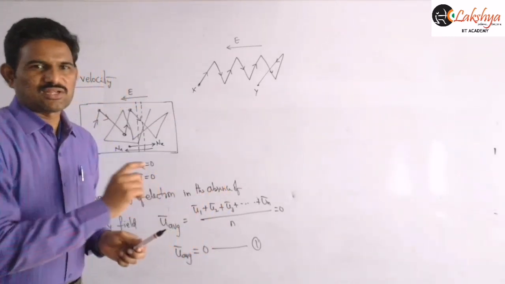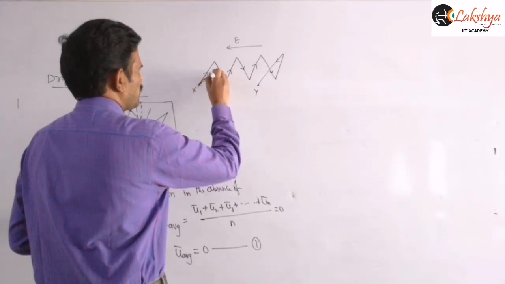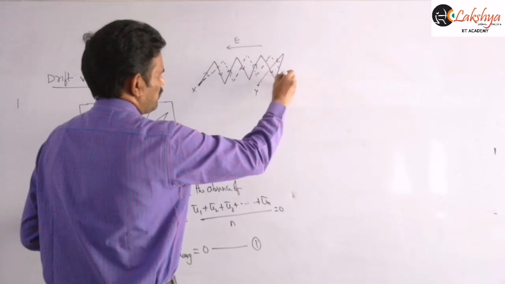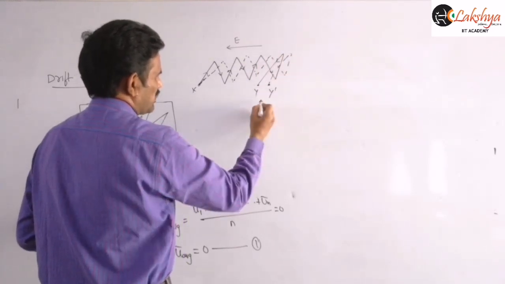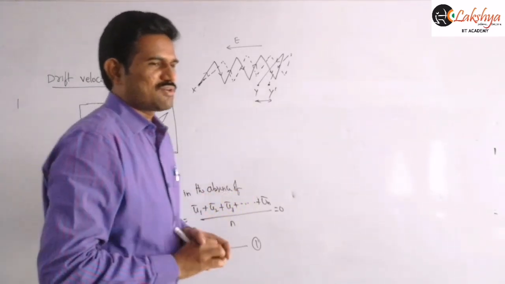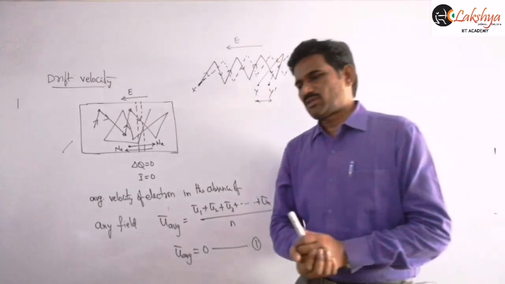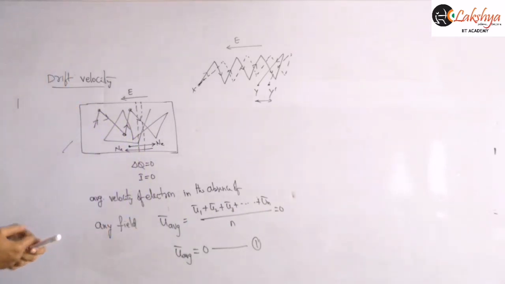Because of this, they will travel some additional distance compared to the regular distance in the absence of an electric field. Suppose they follow some path like this, and finally they reach this position, say y dash. This is what we call the drift. That means because of this electric field, all the electrons will travel some additional distance opposite to the direction of the field. So now we are going to calculate the drift velocity.